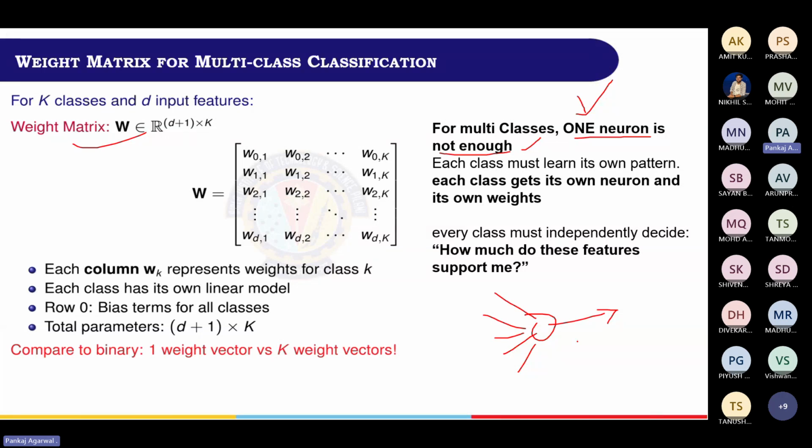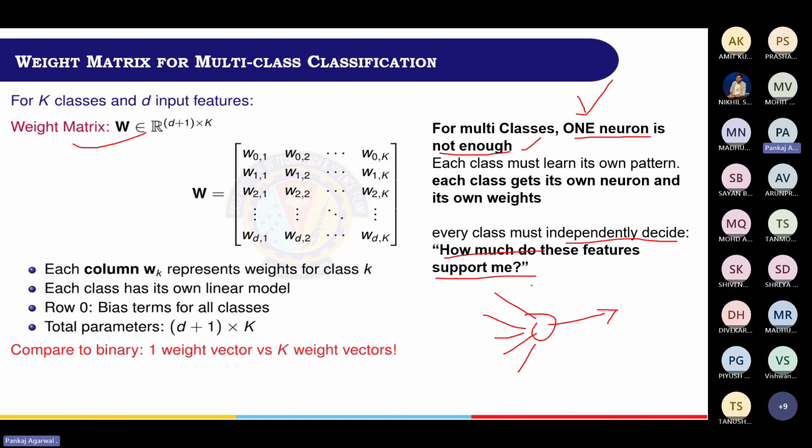They need their own distribution, their own representation of the weight matrix and the input. In a very simple sense, each class would have its own, because the input would be the same. You agree or not? The weight distributions would differ depending on what is coming to which particular input neurons, right? So every class must independently decide how much these features support it, isn't it?